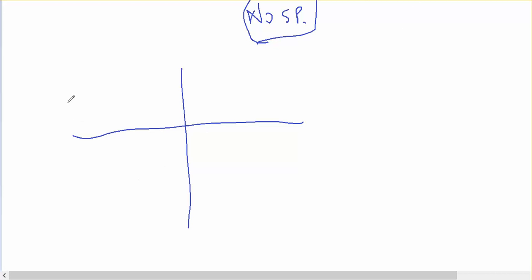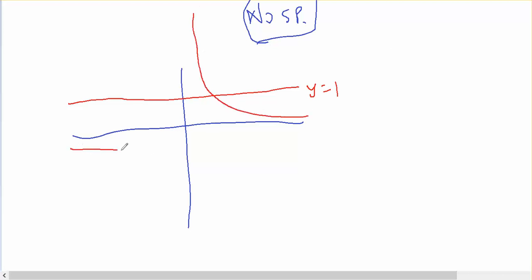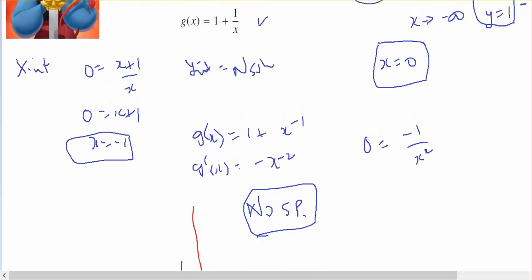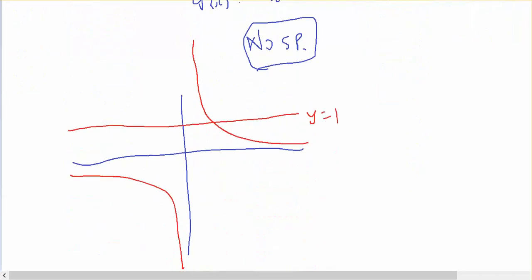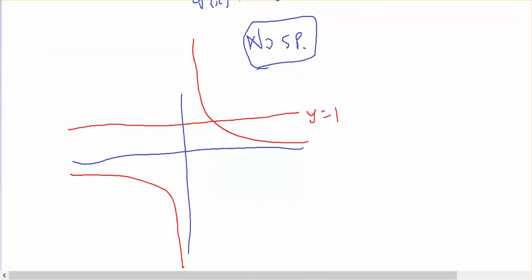Okay, so what have we got? I have y equals 1, and I've got x equals 1 on x. Which means when I'm adding them together, I'm moving this up to there, I'm moving this up to there, moving this up to there, moving this up to there. So I end up with an asymptote there, and I end up with a graph that looks like this.